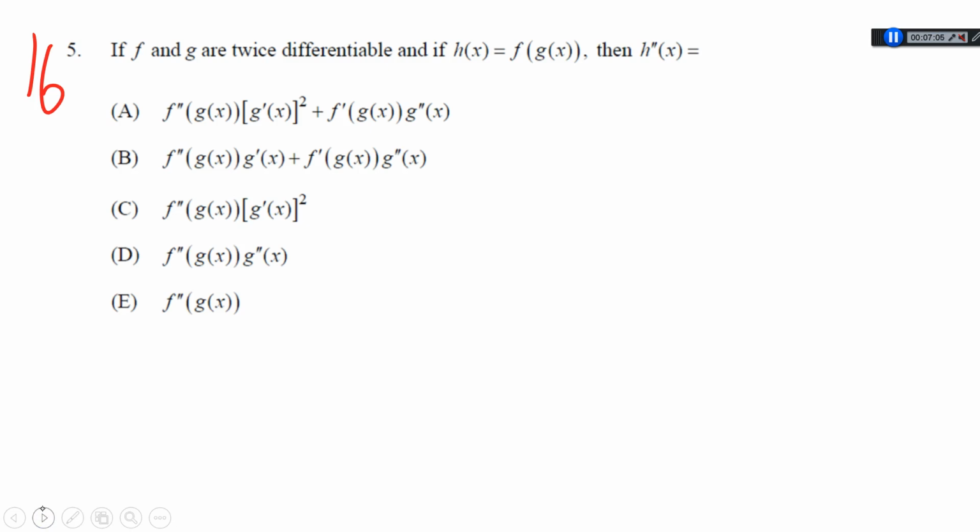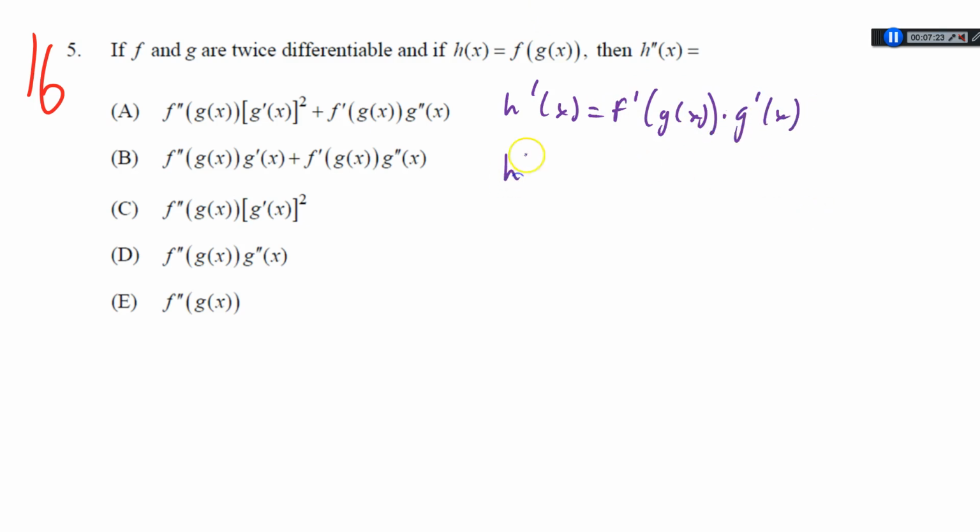Yes, f and g are twice differentiable. H of x is f of g of x, so composition. Looks like we'll be using some chain rule. They're looking for the second derivative of h. Let's find h prime first. H prime, just straight up chain rule. F prime at g of x times g prime of x.